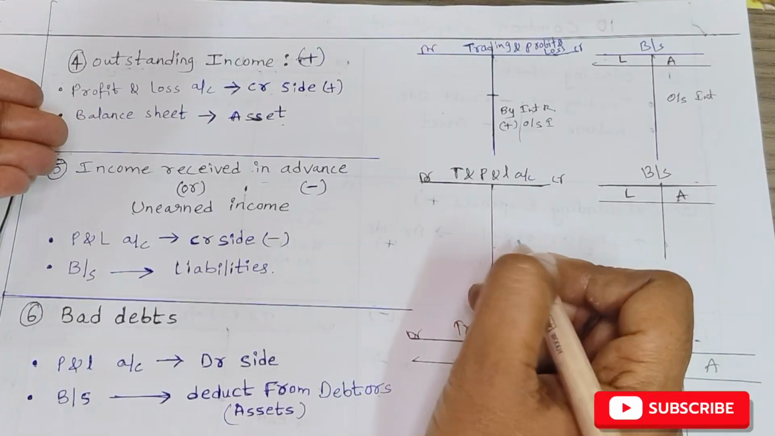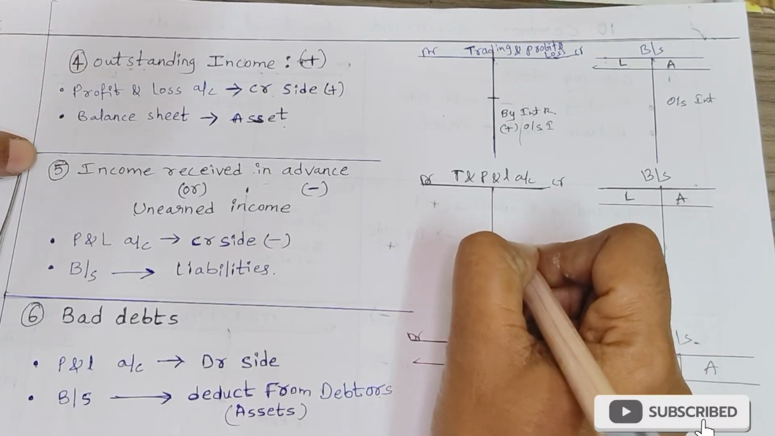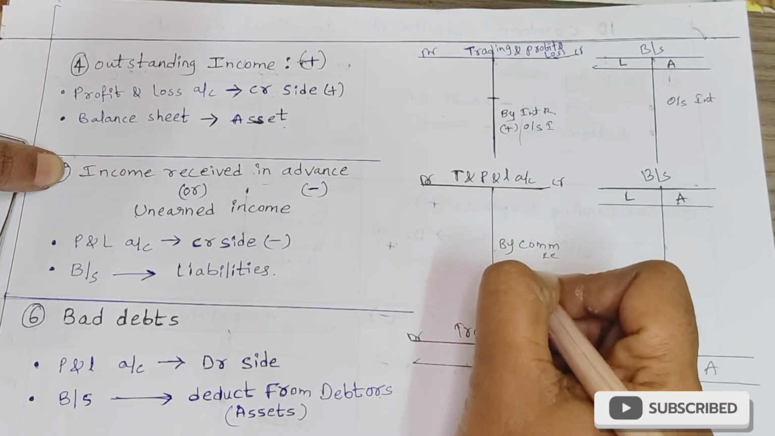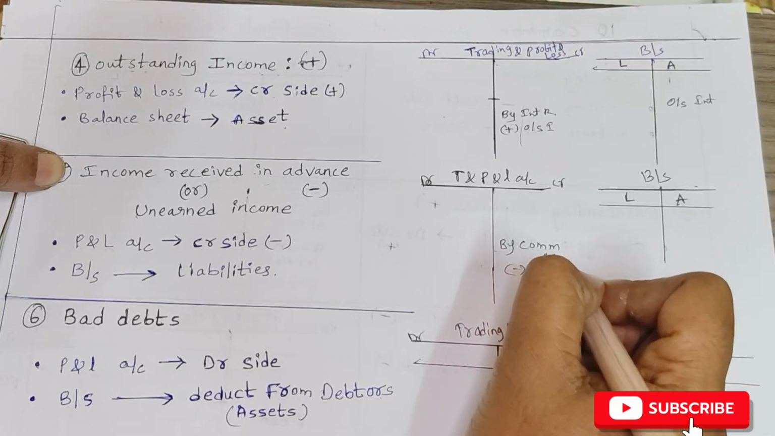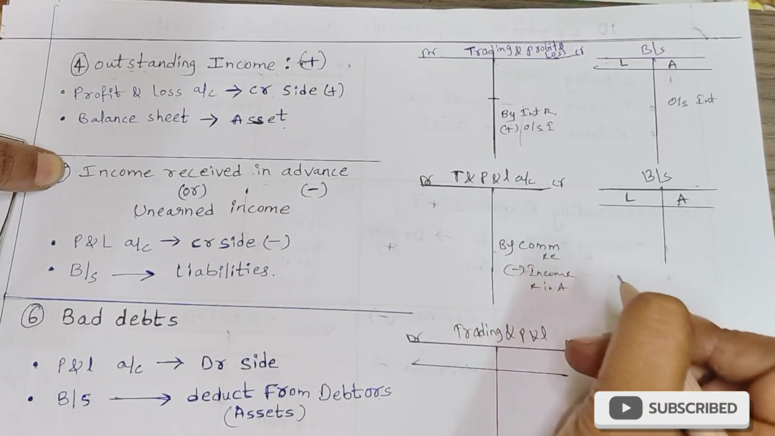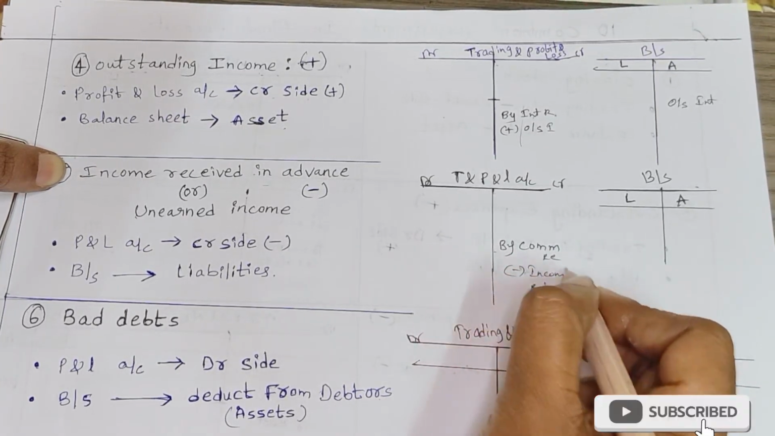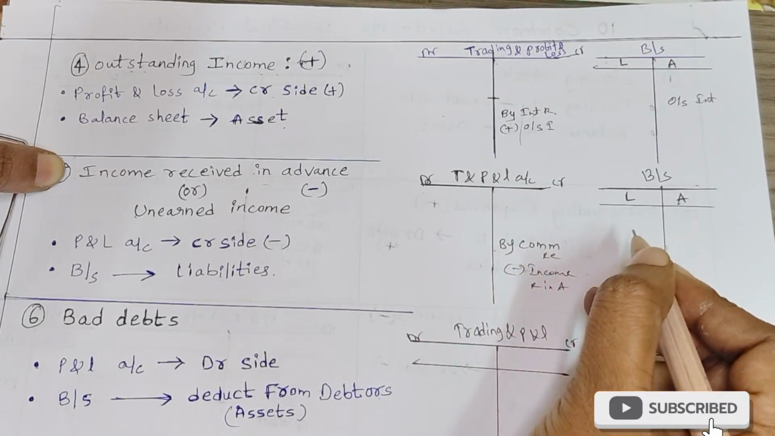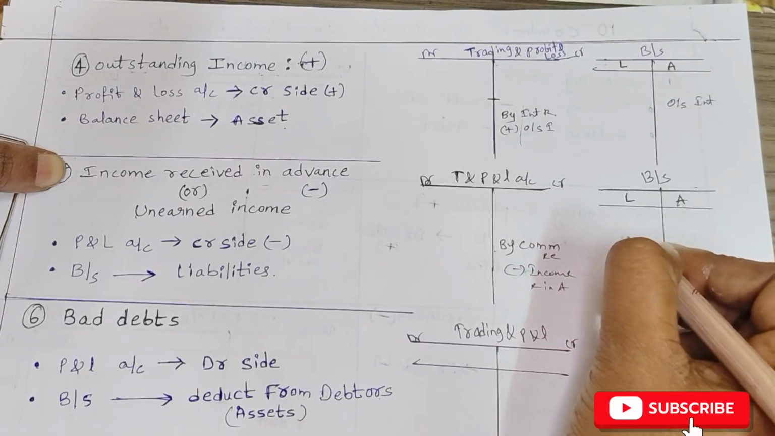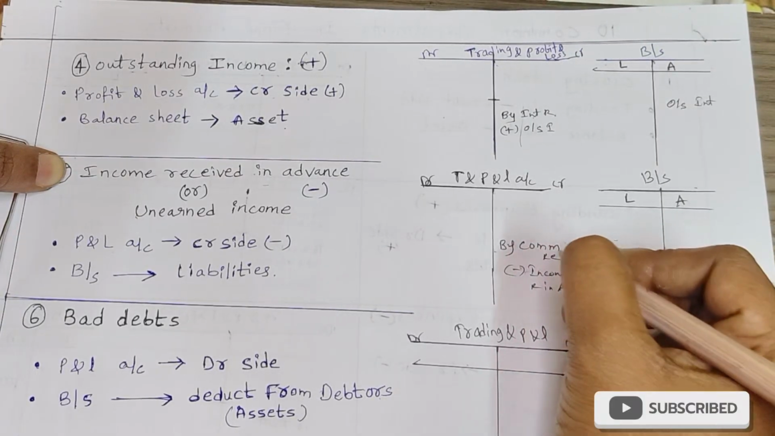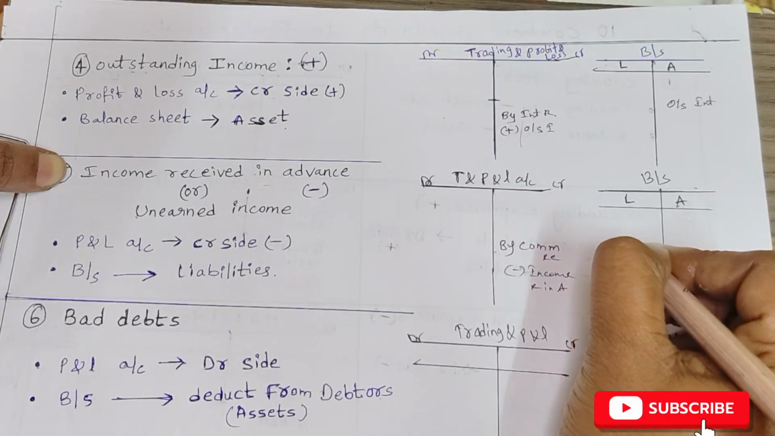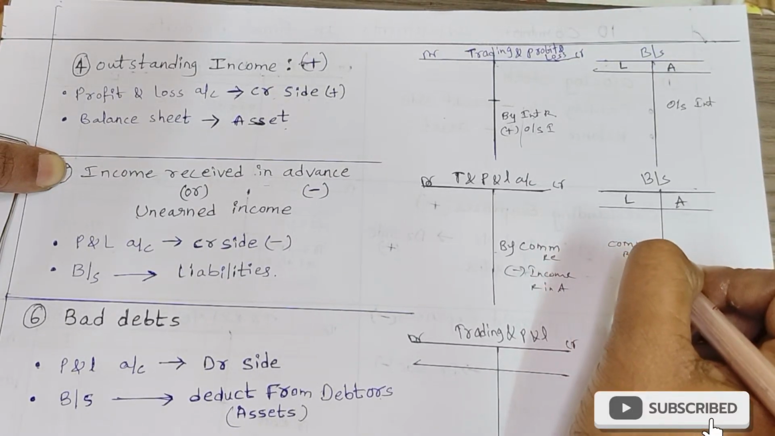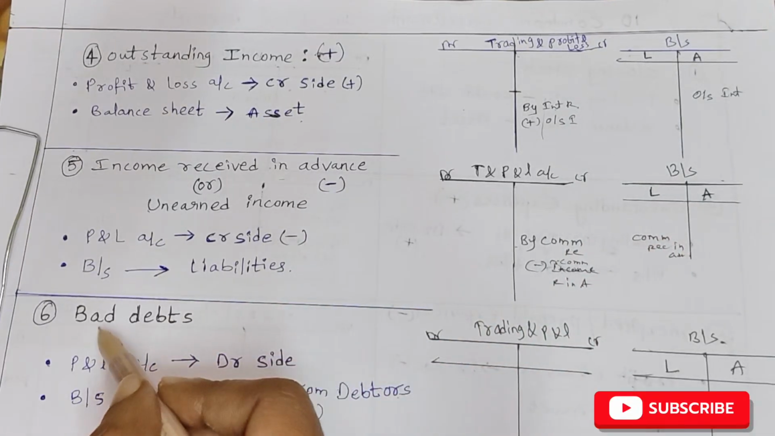Unearned commission, we can say. Already we have commission received on the credit side. For that, we are deducting income received in advance. Again, this commission received in advance, where should we write it? In the balance sheet liability side. If it is commission received in advance, we just need to write commission received in advance.